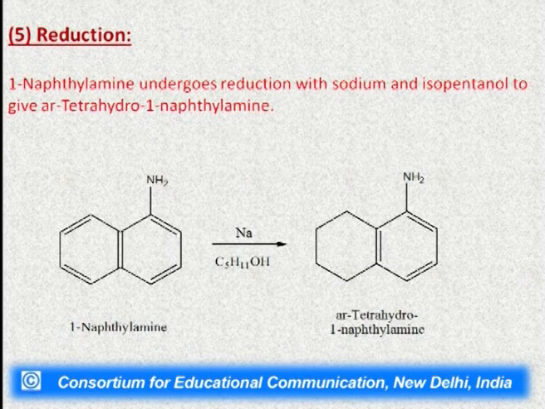Then comes a reduction reaction. 1-naphthylamine undergoes reduction with sodium and isopentanol to give us AR tetrahydro 1-naphthylamine. This AR stands for aromatic ring and indicates that the incoming hydrogens, the reduced ring, will be the one in which we do not have the amino group already present.